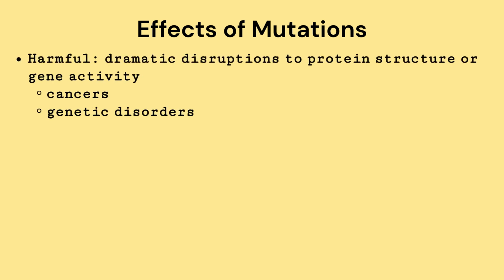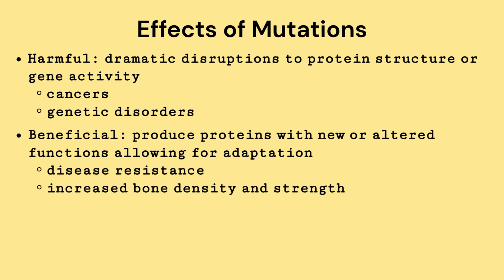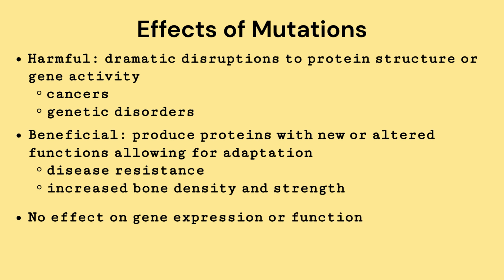Some of the most harmful mutations dramatically change protein structure or gene activity. For instance, certain cancers are the product of a mutation that causes the uncontrolled growth of the cell. Other mutations can be beneficial by allowing organisms to better adapt to their environment by producing proteins with new or altered functions. For example, some mutations increase resistance to HIV, the virus that causes AIDS. Additionally, in humans, beneficial mutations can give people greater bone density and strength. Finally, most mutations end up having little to no effect on gene expression at all.